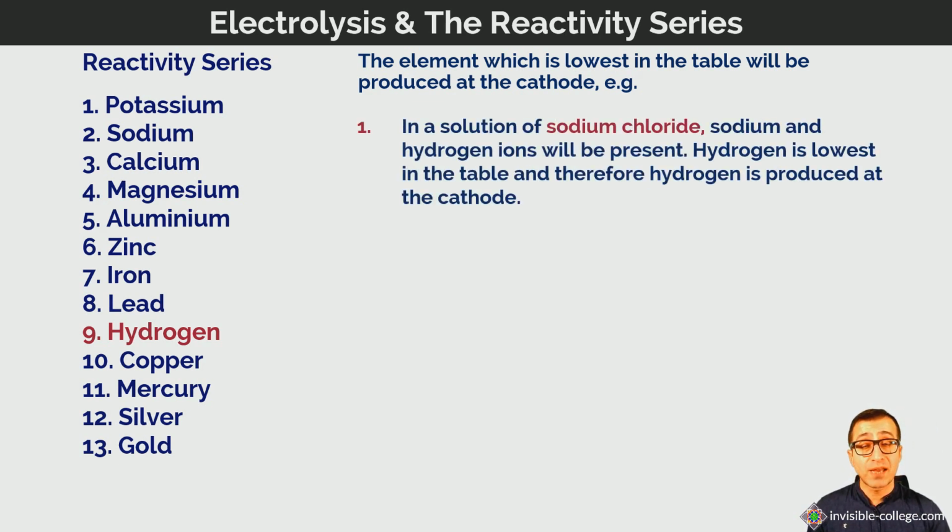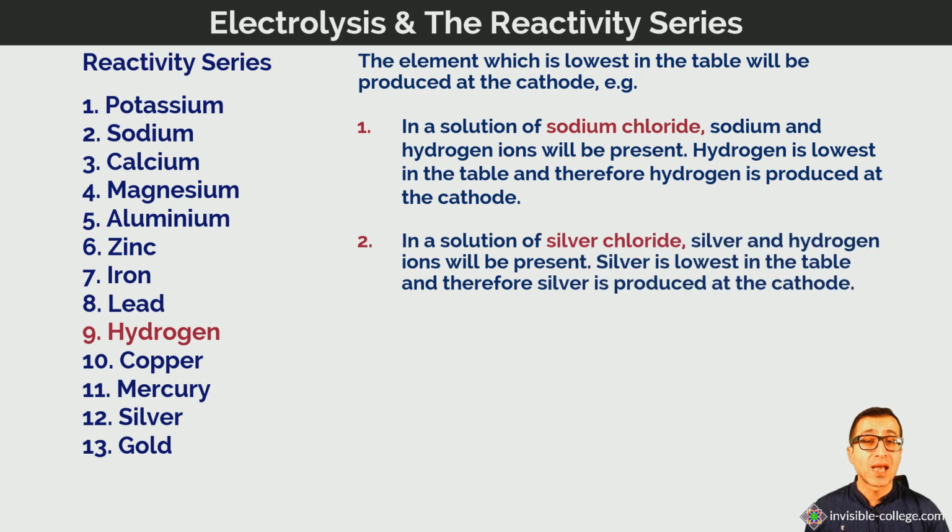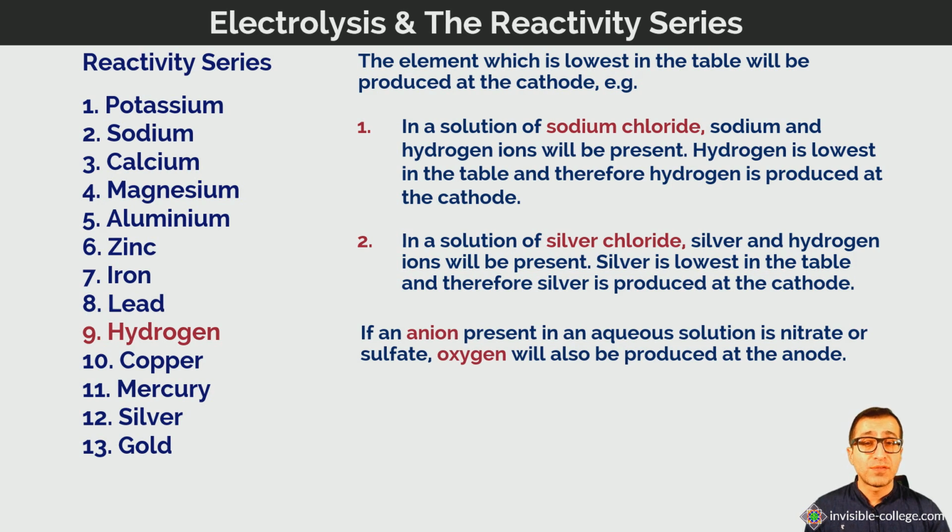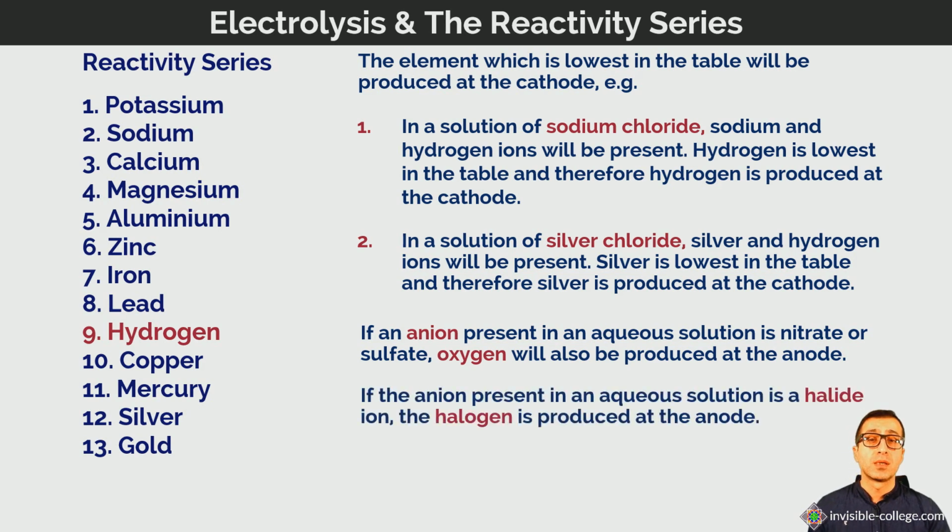If we take another example, for example, silver chloride solution, silver and hydrogen ions, Ag+ for silver and H+ for hydrogen, will both be present in the electrolyte. Now, in this case, silver is lower than hydrogen in the reactivity series, and therefore silver metal will be produced at the cathode. Now, if an anion is present in an aqueous solution and it's a nitrate or a sulfate, you will also produce oxygen at the anode. If the anion present in the aqueous solution is a halide ion, such as chloride, iodide, bromide, and so on, the halogen gas will be produced at the anode.